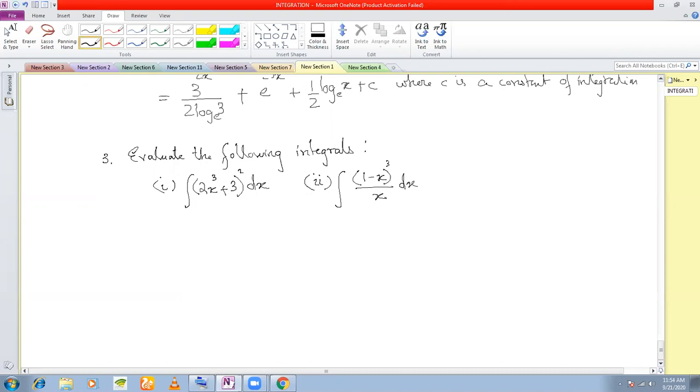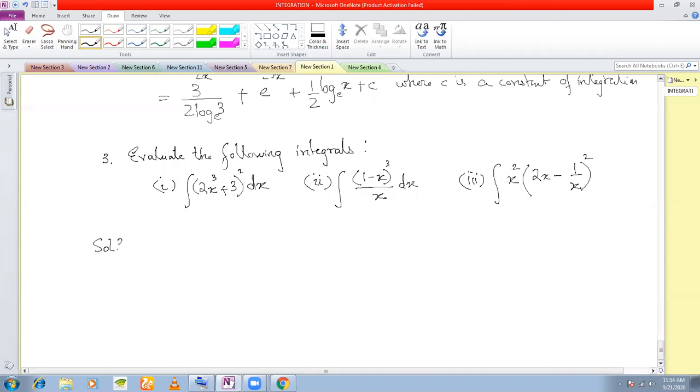And I'll give you one or two more. One I want to give you here is integration x square into (2x minus 1 by x) whole square. These three. Okay, let us look at the first one.